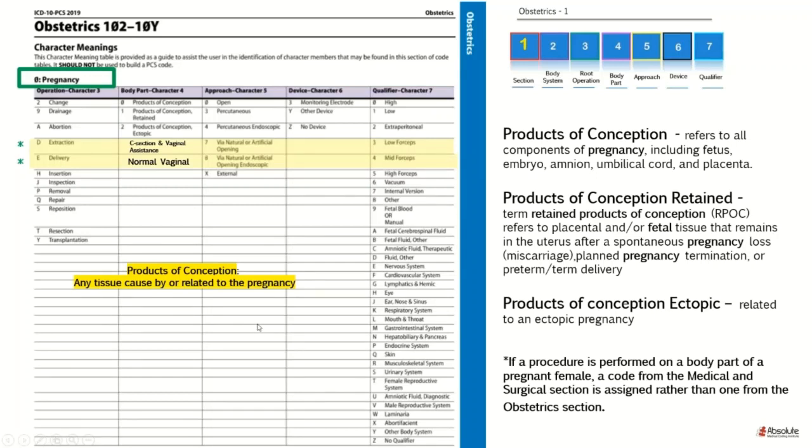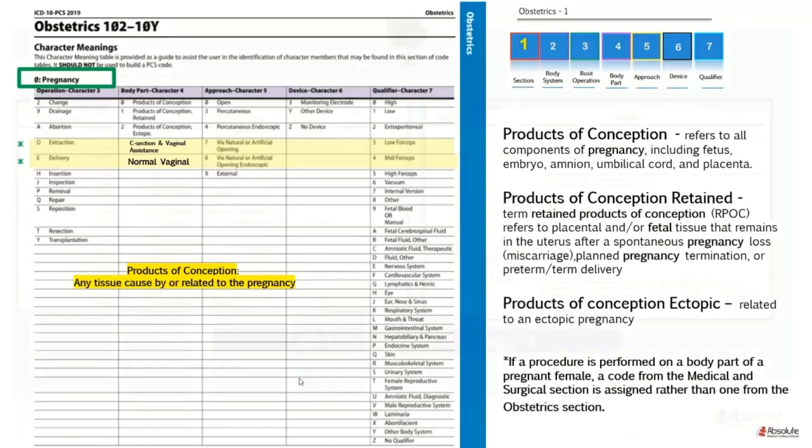Now, what if a patient has other procedures that are not considered products of conception? An example, let's say that a patient has an episiotomy. Let's say the doctor has to incise the perineum to make way for the baby. Then that is coded separately, all right? So right here at the bottom, if a procedure is performed on a body part of a pregnant female, you code from the medical and surgical section rather than from the obstetrics section. So if it's performed on a body part other than the products of conception, go ahead and code from the medical surgical section. And if you have an episiotomy, you will need to code from another section, and I'm going to show you where to code from.